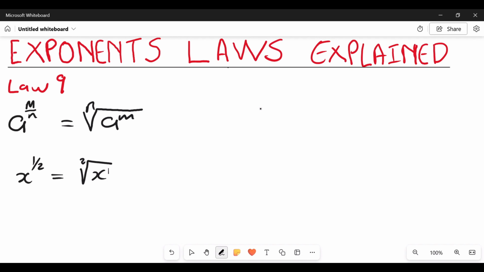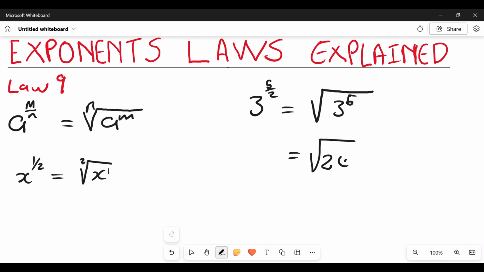Let's make another example. Let's say we have 3 to the power of 5 over 2, like that. As you can see, our exponent is a fraction. When you change this into such, this is going to be the square root of 3 to the power of 5. Let's not forget that the denominator, which is 2 there, is our square root there. You don't really have to write it, guys, because for the square root, we know there is 2 there. And when you continue, this becomes the root of 243.